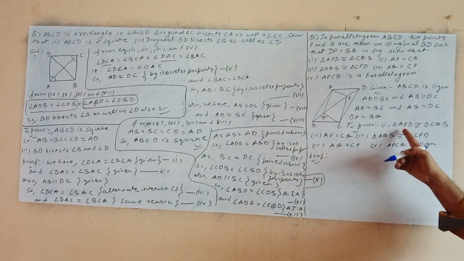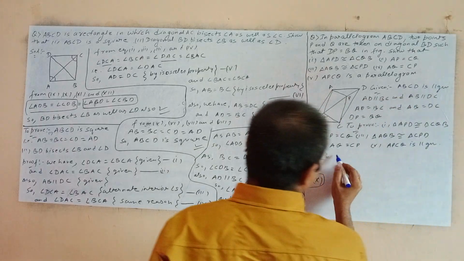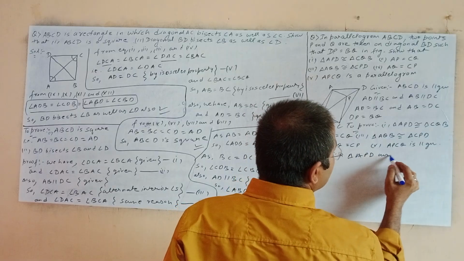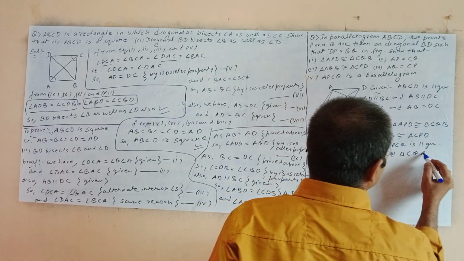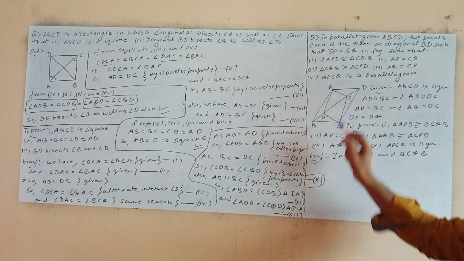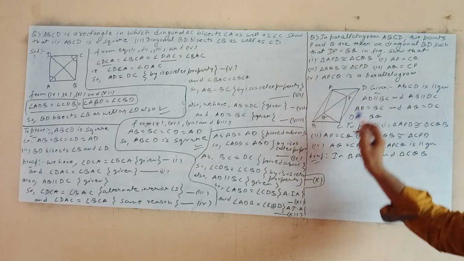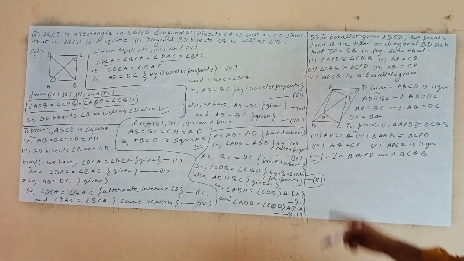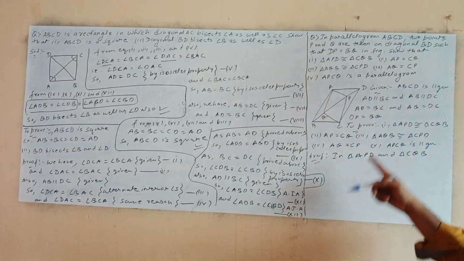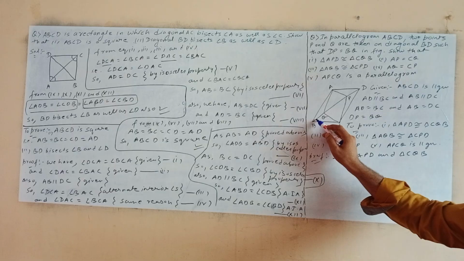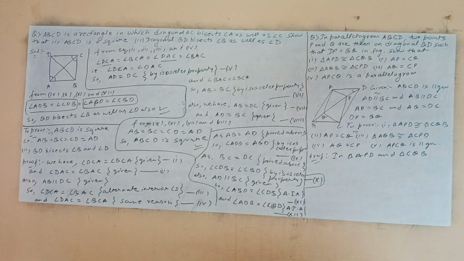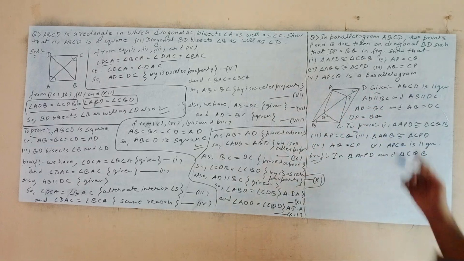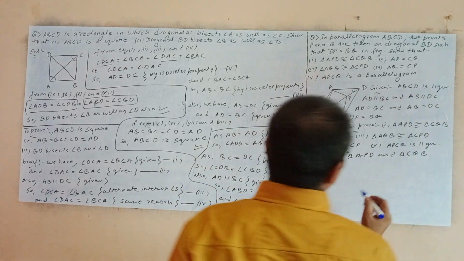So we have to prove triangle APD. Right here, consider triangle APD and triangle CQB. In APD and CQB, AD is equal to BC, given. BQ is equal to DP, given. And this angle is equal to this angle, as both are alternate interior angles, as AD is parallel to BC.